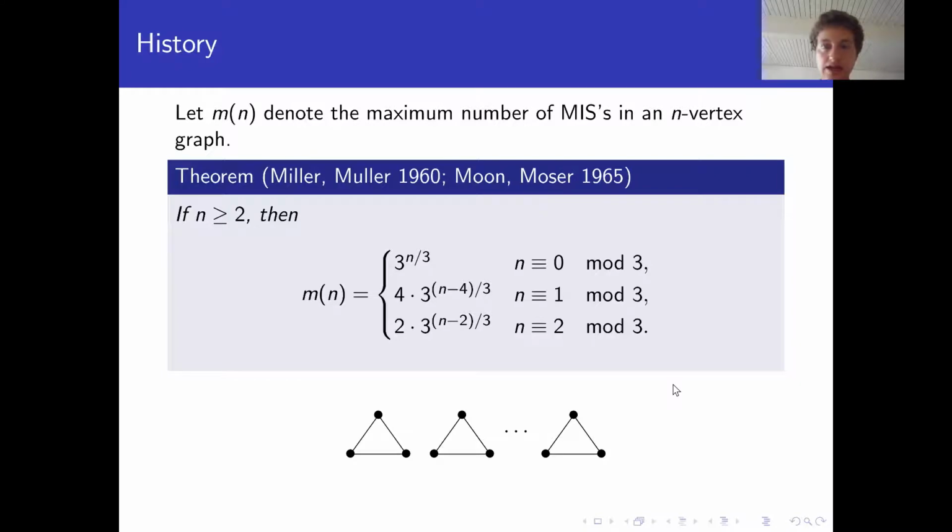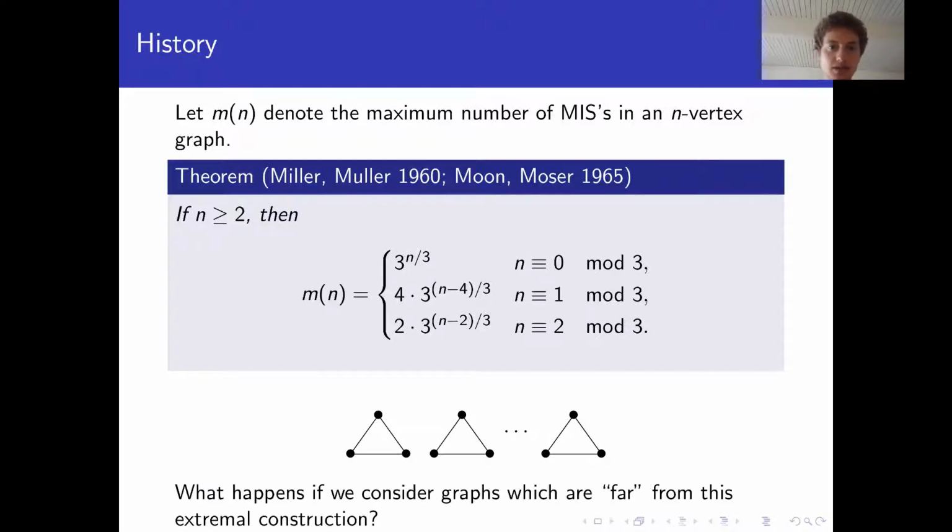It's clearly an independent set because we're taking one vertex from each component. And it's also maximal because if we try to add a second vertex in any component, it's already adjacent to something that we put in there. So the number of MISs in this picture is 3 to the n over 3. So that gives the lower bound, and most of the work in these papers is dealing with the upper bound.